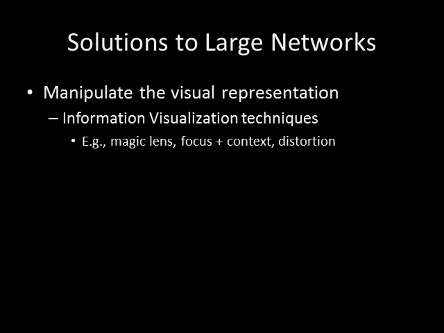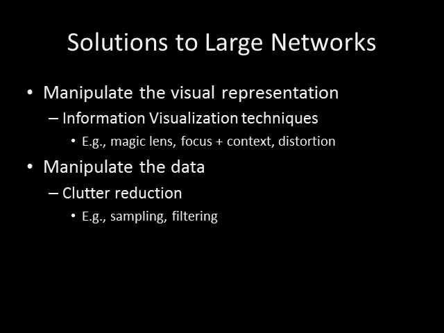So what are the solutions? On one side, you can manipulate the visual representation. We get some classic visual techniques here: magic lens, focus context, distortion. We'll look at these in a few minutes. On the other side is to manipulate the data. Before I try to visualize it, can I reduce the clutter? That's a broad domain of research where we're trying to simplify, filter, do some sampling, all sorts of techniques to make it smaller, to make it easier to consume.